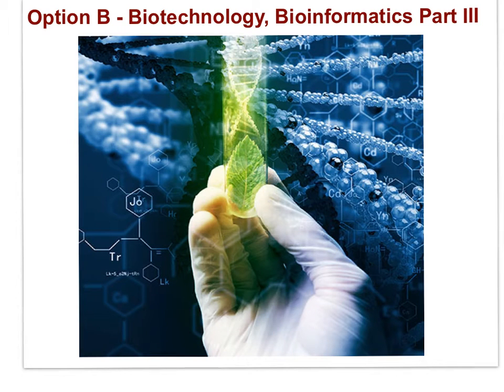IB Bio, Option B, Biotechnology, Bioinformatics, Part 3, is the first of two movies that look at B.2, Biotechnology in Agriculture. The primary focus of Part 3, B.2A, this movie, will be aspects of transgenic techniques that set the stage for a close look at applications of transgenic techniques in agriculture. That'll be Part 4. The essential idea is crops can be modified to increase yields and to obtain novel products.